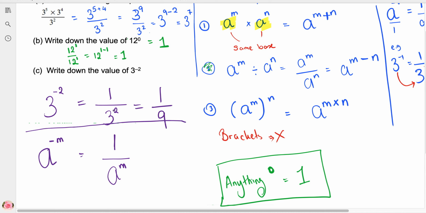You can leave it as 3 squared, but if they tell you to evaluate, you write it as 1 over 9.